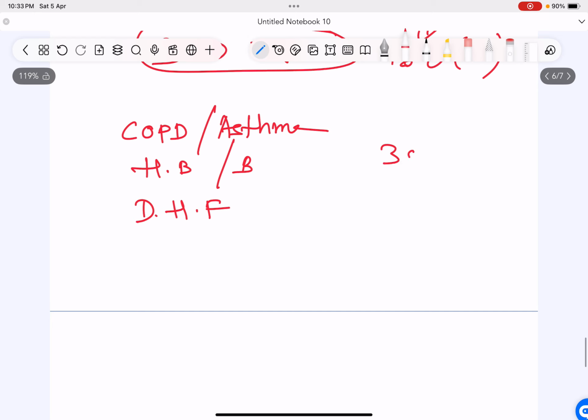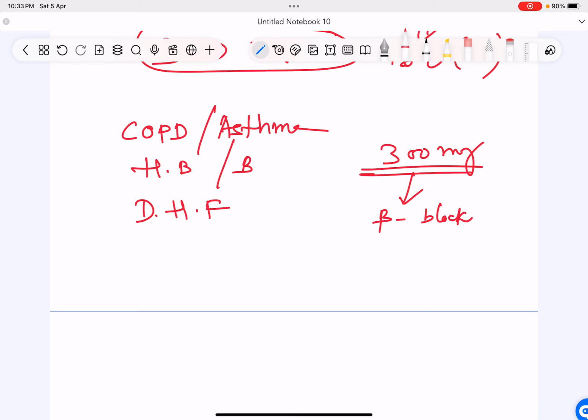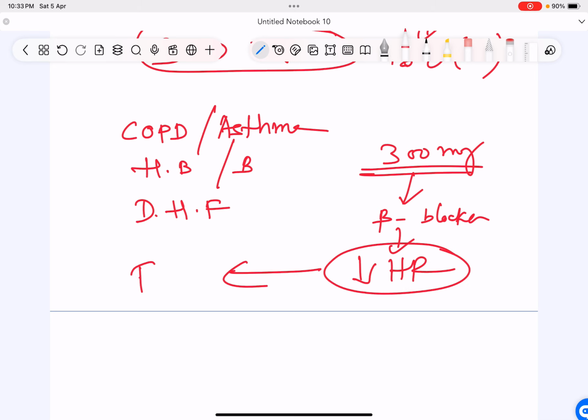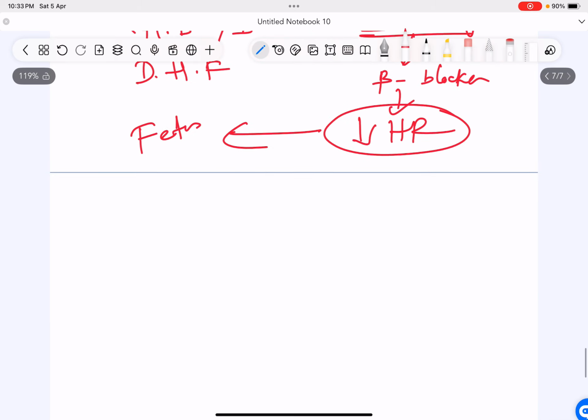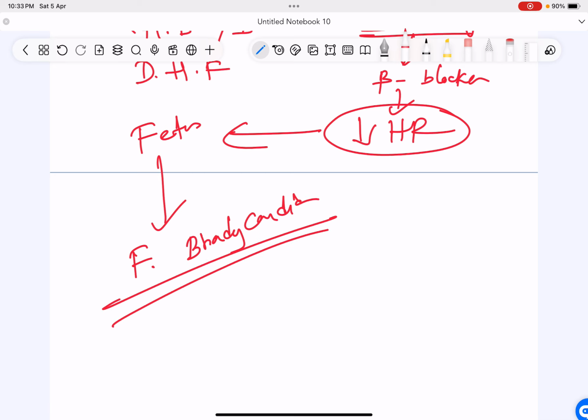Because if you have given 300 mg labetalol, you know it's a very strong beta blocker. It will cause a decrease in the heart rate. So this will not just affect the mother but will also affect the fetus. Okay, so check the fetal heart rate, because it can cause fetal bradycardia. Okay, remember labetalol can cause fetal bradycardia.